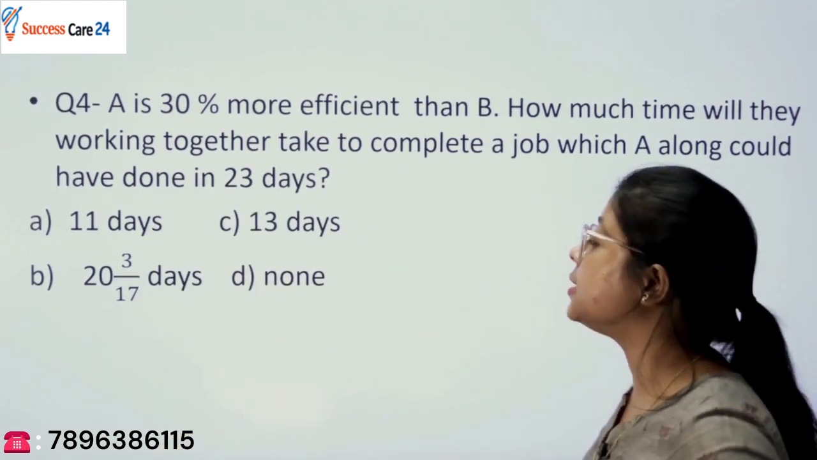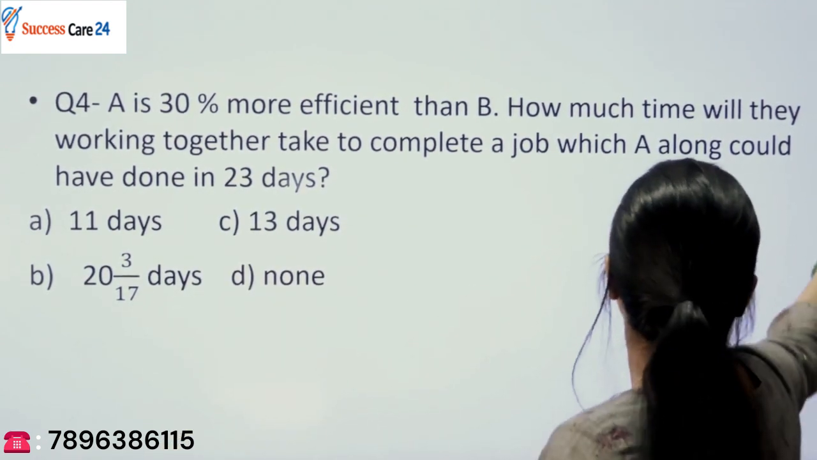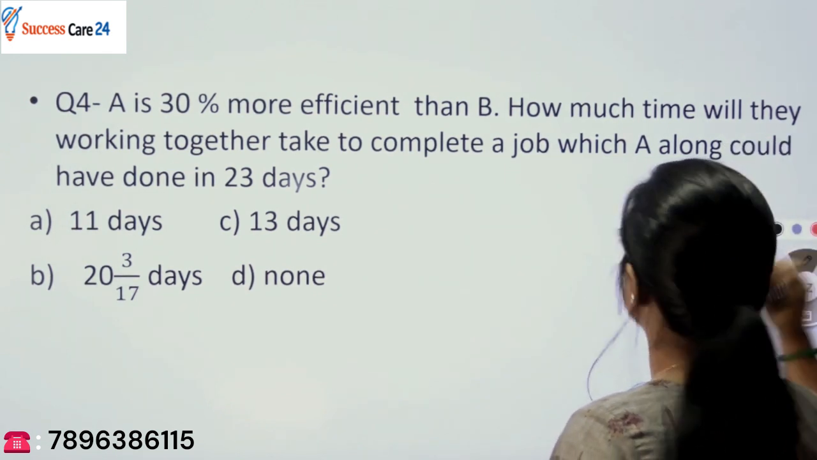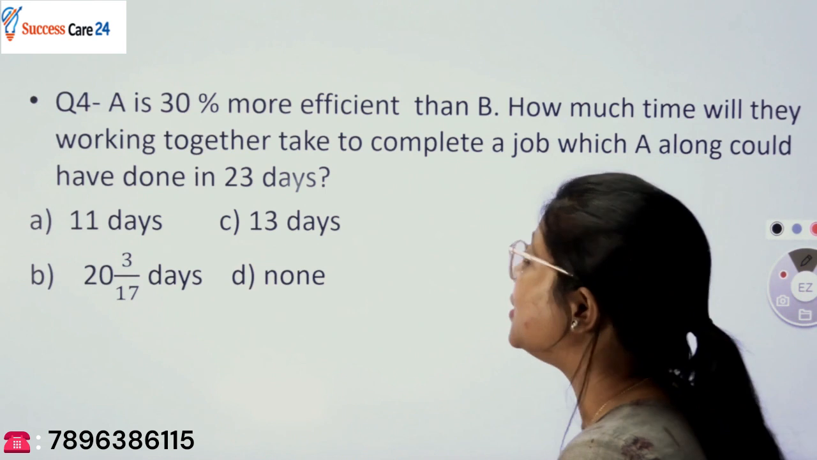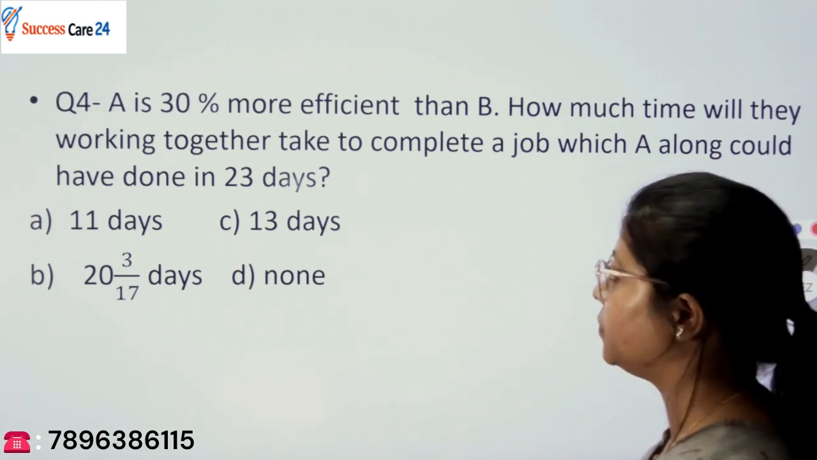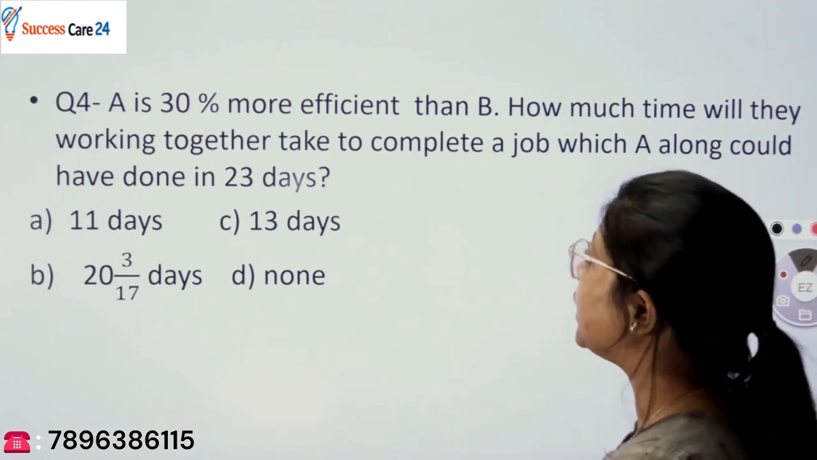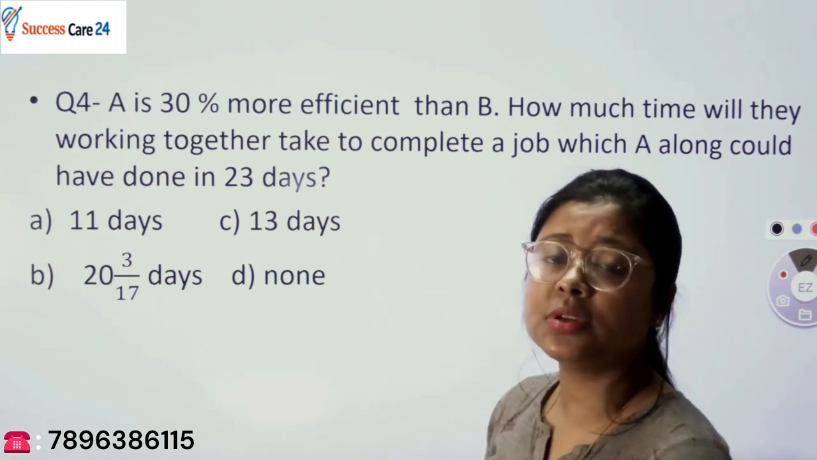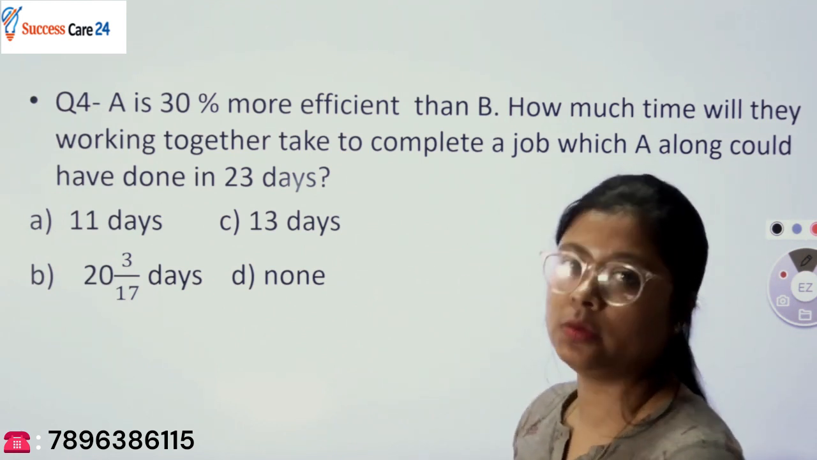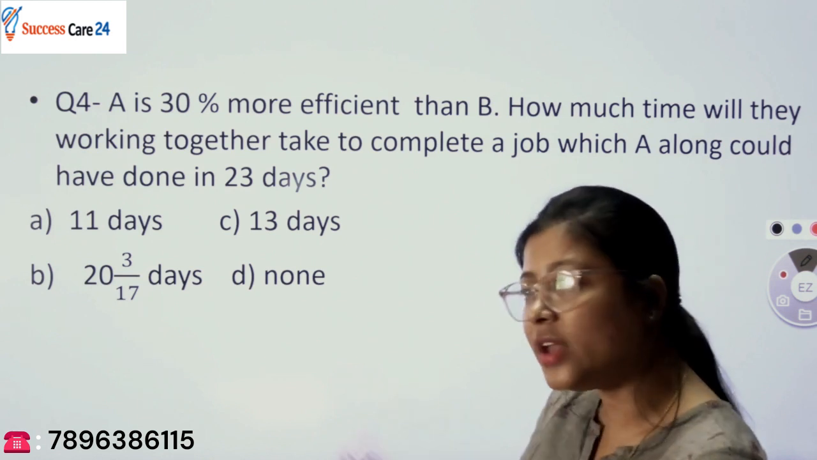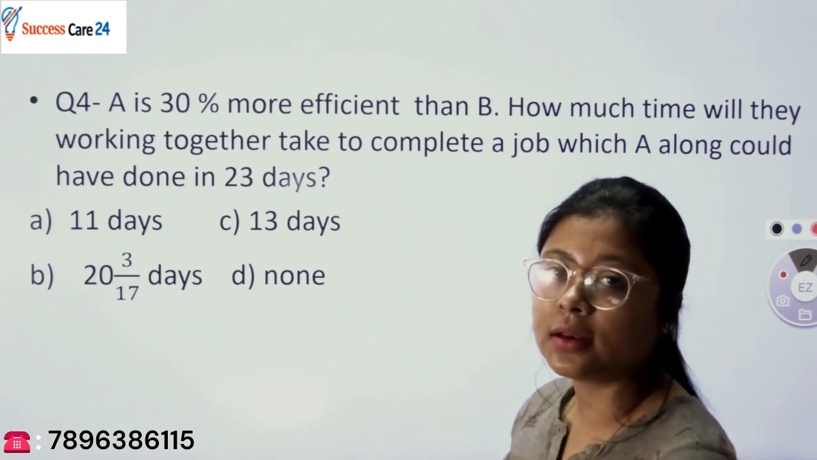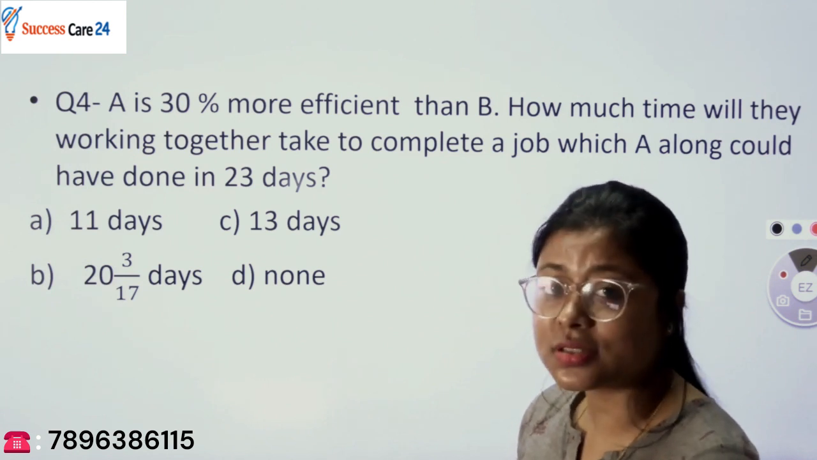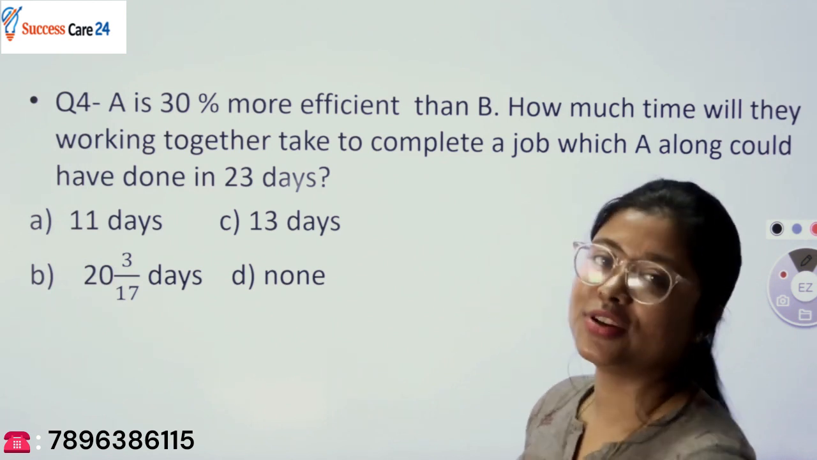Alright, so this is another type of question. Here you are given the efficiencies. Let's read the question. A is 30% more efficient than B. If someone is more efficient than you, then he or she would take less time to do that work, isn't it? The more the efficiency, the less the time taken. The more the time taken, the less the efficiency, because they are inversely proportional to each other.